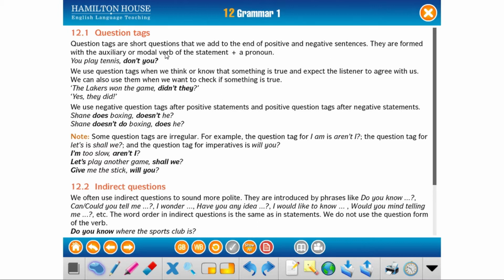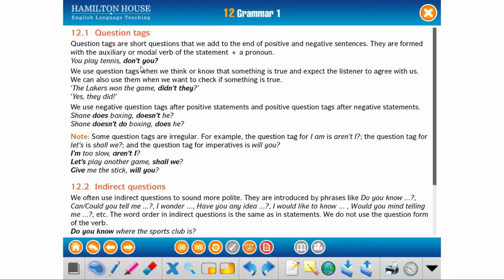auxiliary or the modal verb of the statement. Remember that this is according to the tense. For example, if we are talking in present simple, the auxiliary verb for the present simple is the verb do. So if we're talking in present simple, we use do even when this do is not in the sentence, and also a pronoun, like this example: you play tennis, don't you?